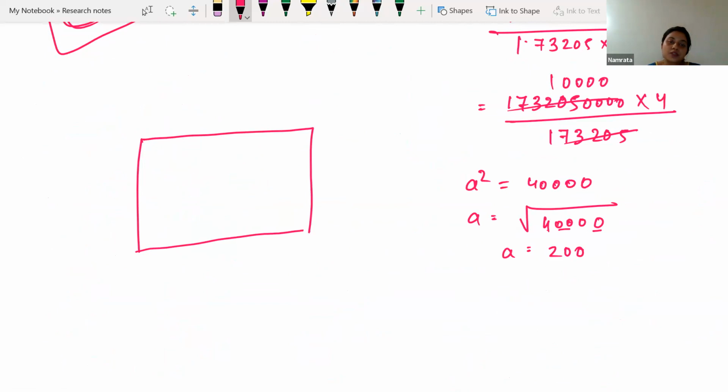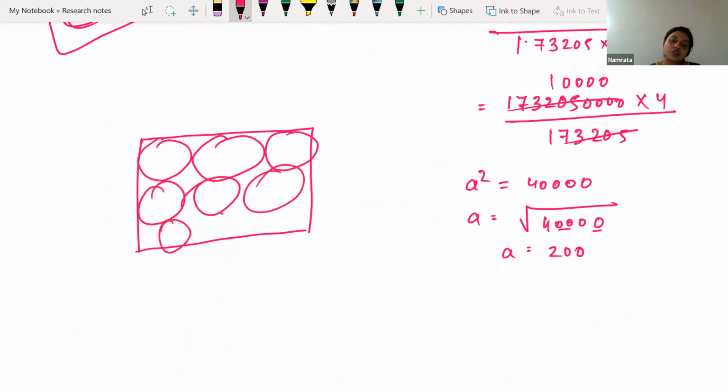A square is there, and this and this. Here also, all of these are just touching each other. This type of design is there. Okay, the circular ones are the design. We have to find the remaining area of the handkerchief.